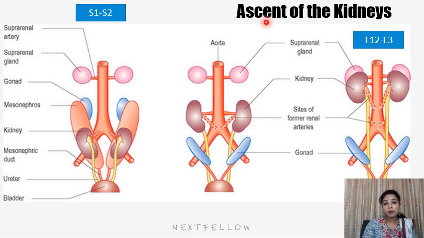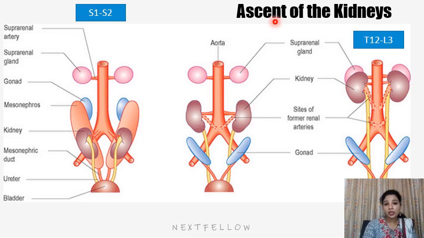Vascular buds from the kidneys grow towards and invade the common iliac arteries while in the pelvis. As they ascend, the growth of the embryo in length causes the kidneys to ascend to their final position in the lumbar region.